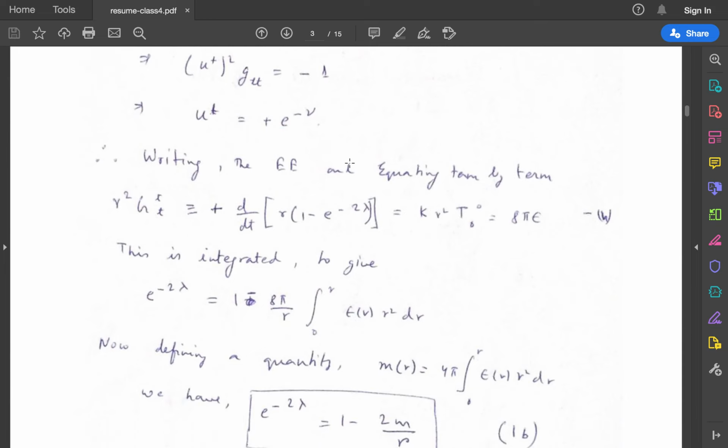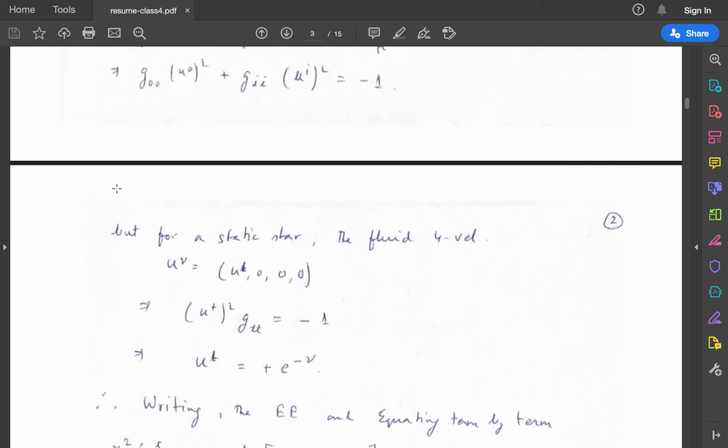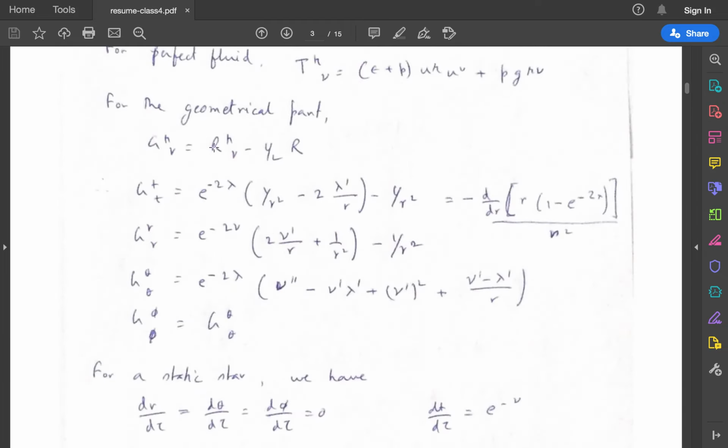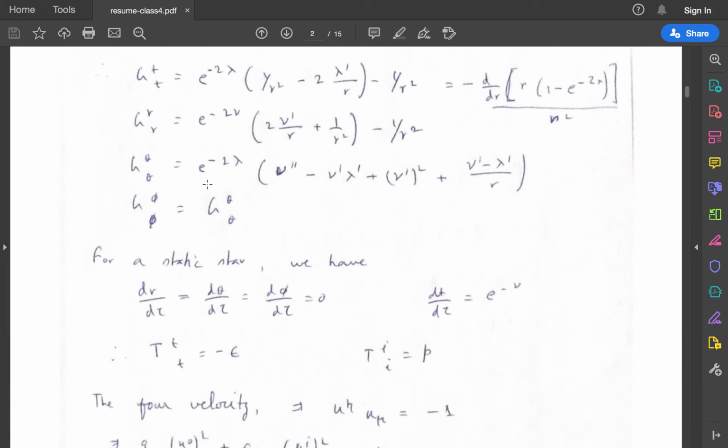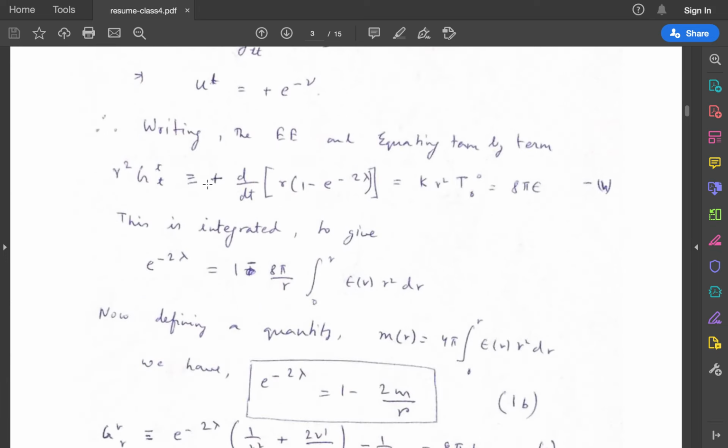So writing the Einstein equation and equating term by term. Remember this equation 1, which we have written as this equation. We take this equation and write the full Einstein equation, equating the geometrical part and the matter part. So we can write that d/dr of [r(1 - e^(-2λ))] is equal to 8π ε. The 8π comes from the Newtonian equivalence, which we found from the Schwarzschild metric. This k term is equivalent to 8π. There is also G, but remember that G and c are assumed to be 1 here.